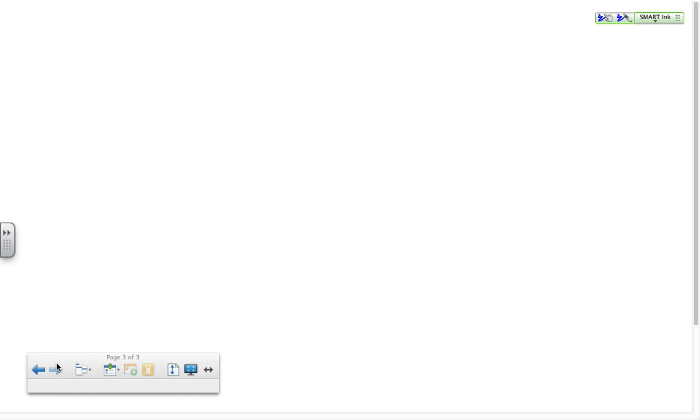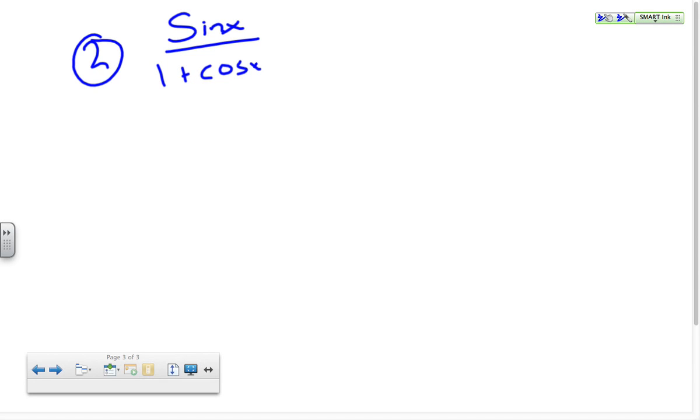So number 2, this is kind of a long one. I have sine of x over 1 plus cosine of x. I want to prove that it is the same thing as 1 minus cosine of x over sine of x. First of all, we need to look at what we have.